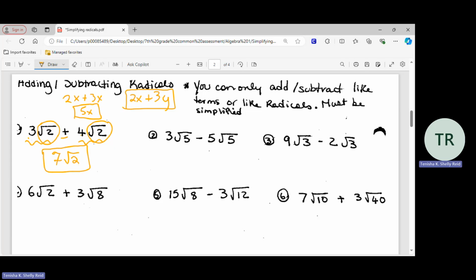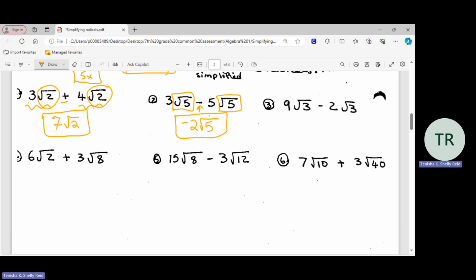Let's look at number 2. If I look at it, I also recognize that these are like radicals. Because they are alike, I can go ahead and subtract. 3 minus 5 is negative 2, and then I have the square root of 5. And then I know that 5 cannot be simplified, it's just 5 and 1, so I am done.